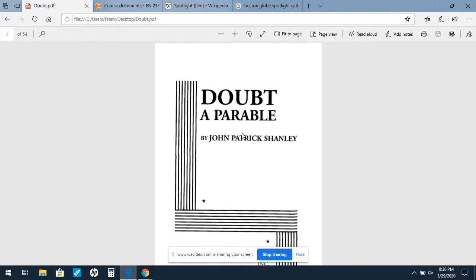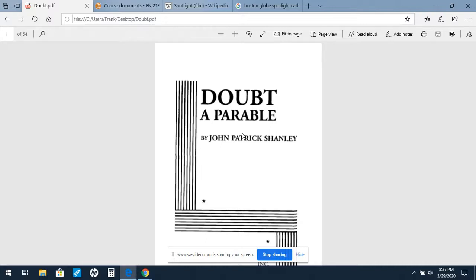Now, he actually claims that this was not something that he was directly commenting on. However, if you've read the first half of Doubt, you know by now that this play is about a Catholic priest named Father Flynn, who may or may not have an improper sexual relationship with a student in his parish, an altar boy in his parish, Donald Muller, and he's been accused by the principal of the school, Sister Aloysius.